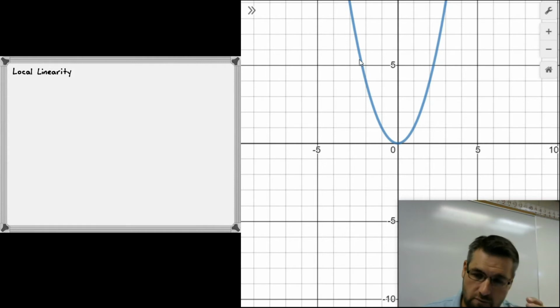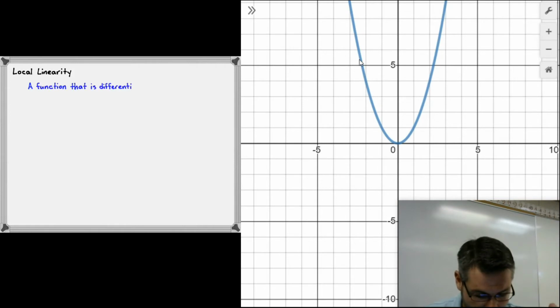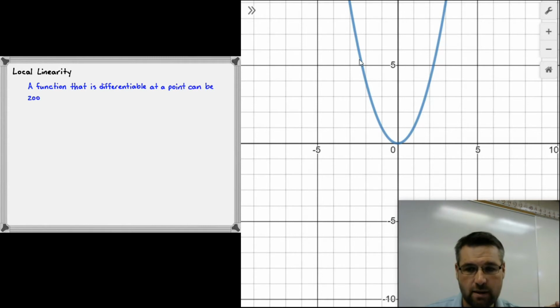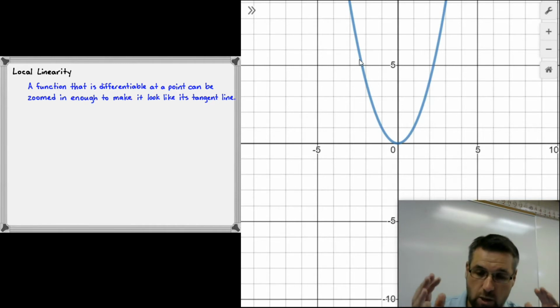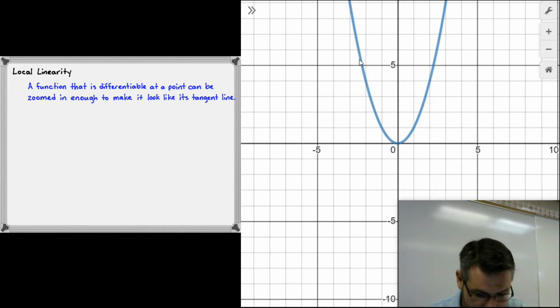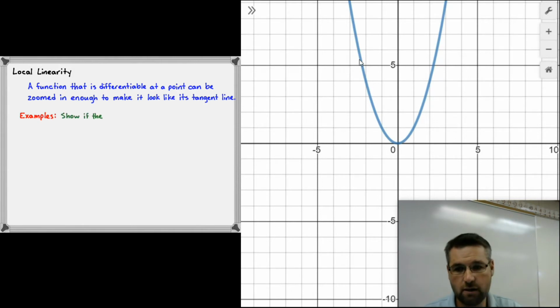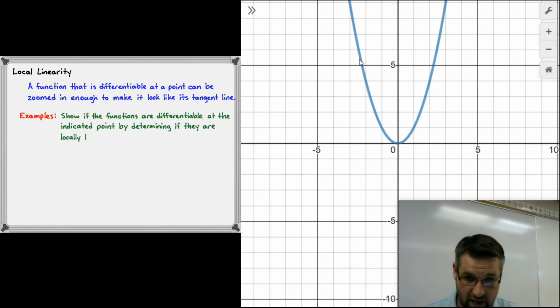But the way to observe that is something called local linearity. Okay, so local linearity means that if a function is differentiable at a point, then you should be able to zoom in enough to make it appear that it is a linear function within the interval that you're looking at, within that very small window. And so in this case, the example that I have here is y equals x squared. And so if this is truly differentiable at a specific point, I should be able to zoom in at that point and see a line, observe a line over that small window.